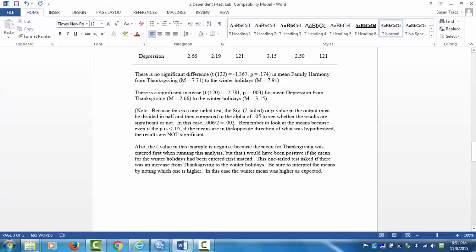This is less than 0.05. So we're going to say there is a significant increase. We're going to reject the null that the means are equal. So here we're going to say there is a significant increase. T with 120 degrees of freedom is a minus 2.781. Our probability is 0.003. For mean depression from Thanksgiving, where the mean is 2.66, to the winter holidays, where the mean is 3.15. So notice in this write-up we talk about a significant increase, so we're explaining what happened, whereas in our previous example we just talked about a difference.